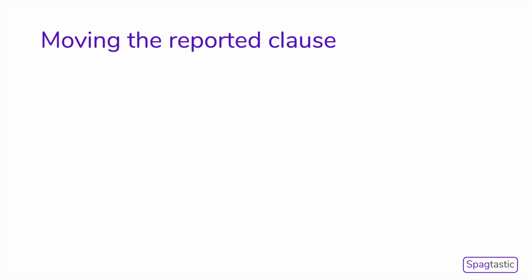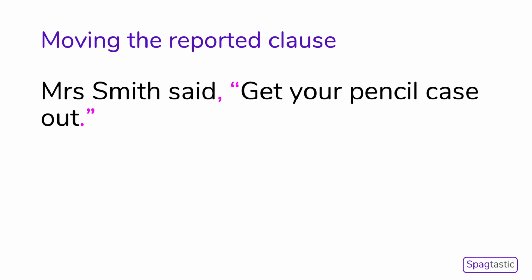We can move the reported clause in speech from the start to the end of a sentence. Let's look at some examples. In the first sentence, Mrs. Smith said, "Get your pencil case out." You can see that the reported clause, Mrs. Smith said, goes before the speech. You will notice that there is a comma to separate the reported clause from the speech and also a full stop at the end of the sentence before the inverted commas close.